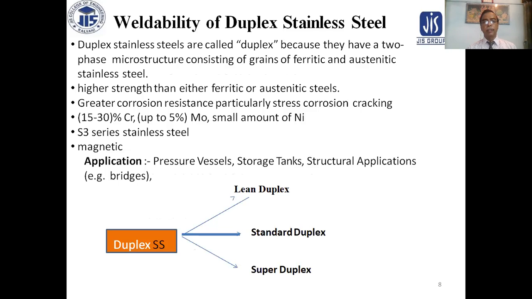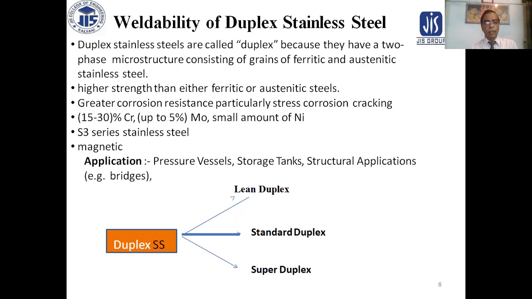Weldability of duplex stainless steel. Duplex stainless steels are called duplex because they have a two-phase microstructure consisting of ferritic and austenitic stainless steel. They have higher strength than either ferritic or austenitic stainless steel, and greater corrosion resistance, particularly to stress corrosion cracking. They contain 15 to 30% chromium, up to 5% molybdenum, and a small amount of nickel.